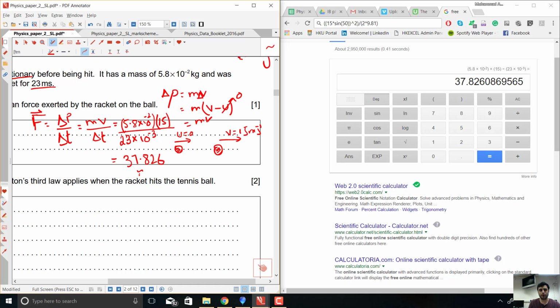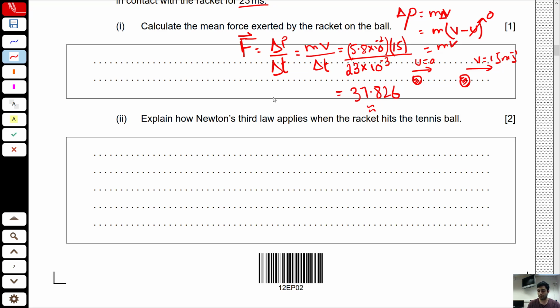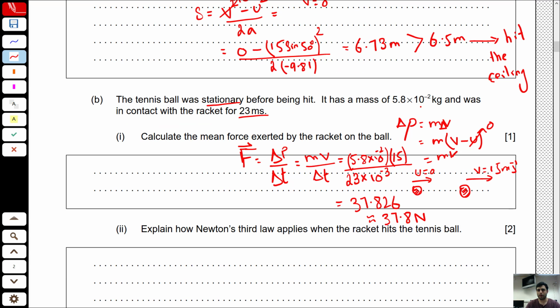37.826, so we have to approximate, round up, to 3 significant figures, so it's 37.8, and we are dealing with force, so the force unit is Newton. Yeah, so make sure that you also write down these units.